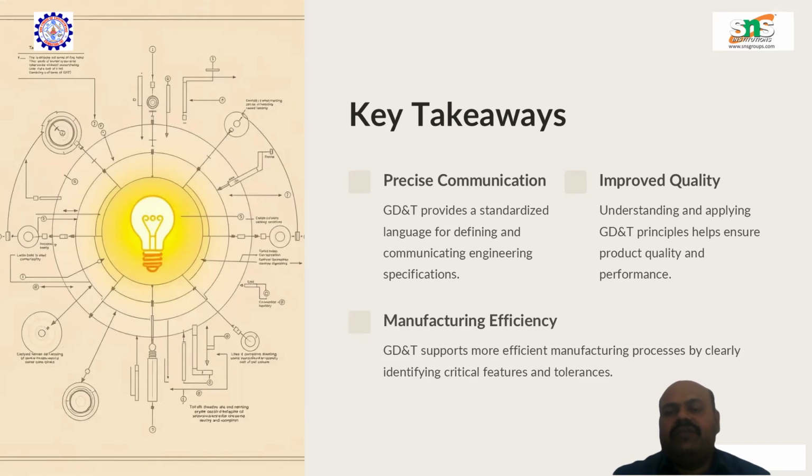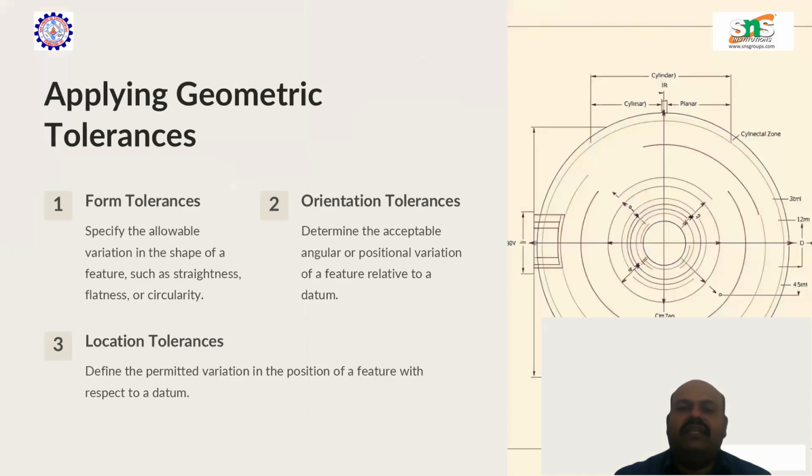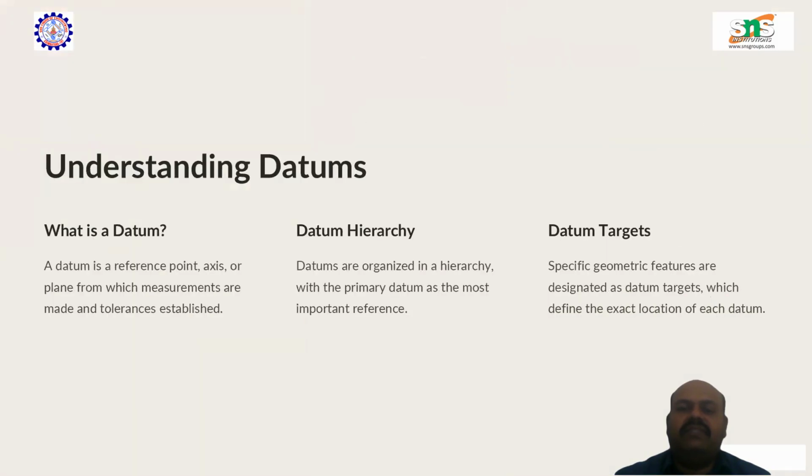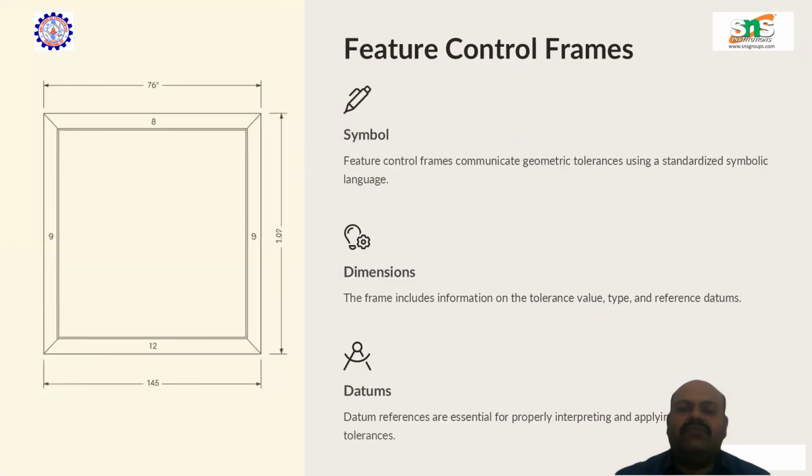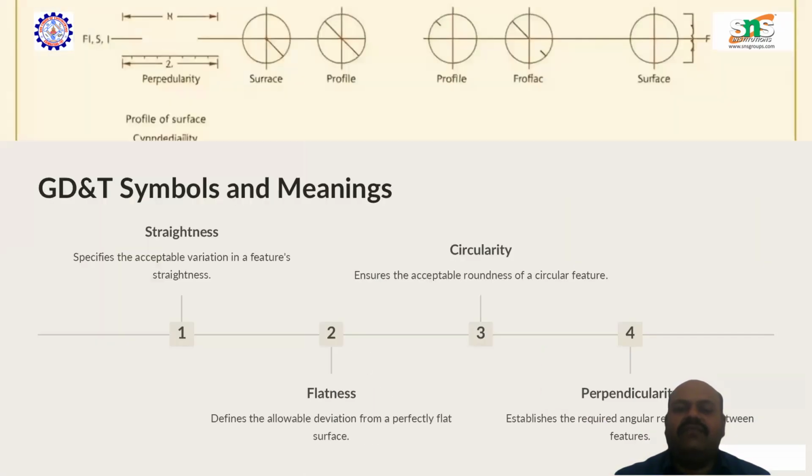So, coming to the end of this session, I would like to summarize what we have seen. We have seen what GD&T is and its fundamental principles: datums, geometric dimensioning principles, tolerance zones, feature control frames, and a few symbols used in GD&T.